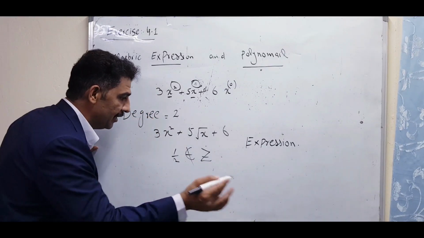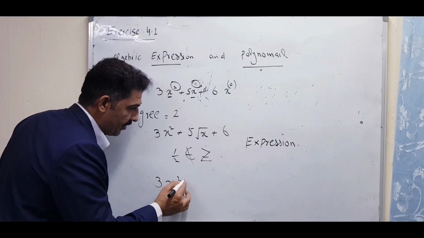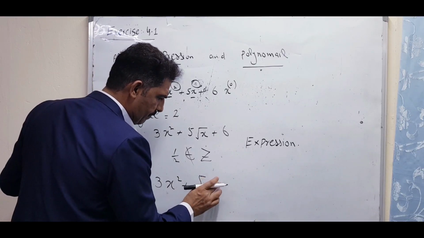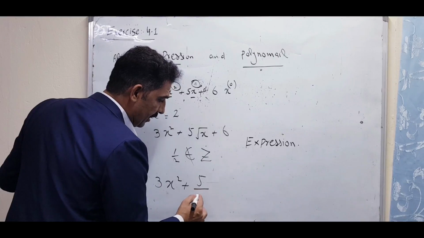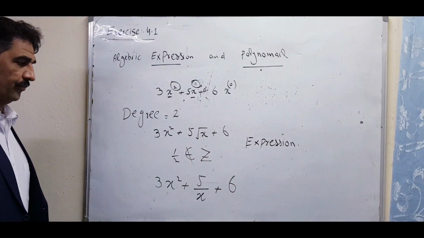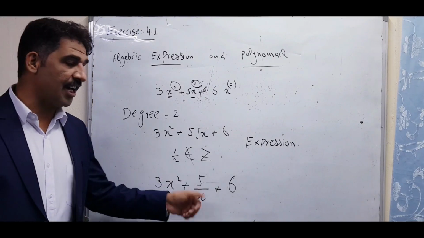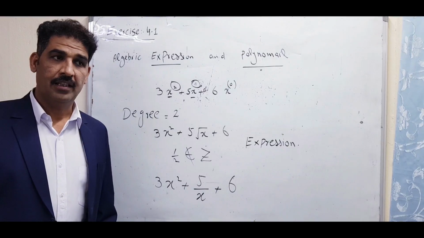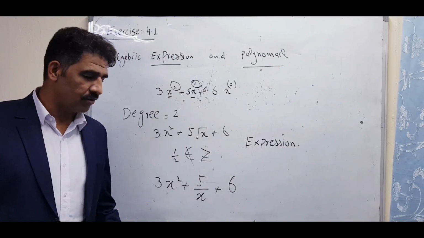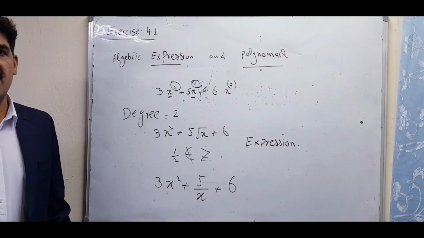One more example, so you will give me the reply. 3x square plus 5 over x plus 6. We can write it like that. What is this? Check the degree of the polynomial. Is it an expression or a polynomial? Sorry, polynomial or expression. Good, this is also an expression.